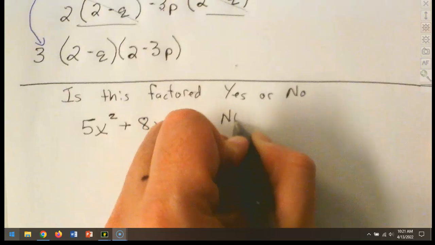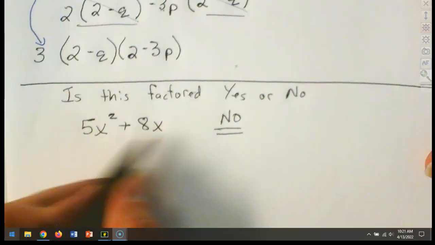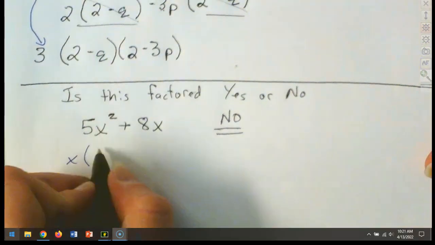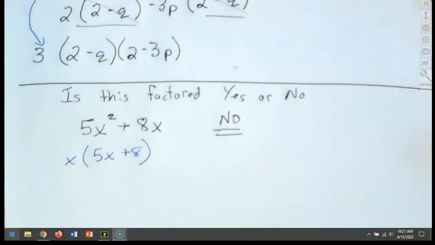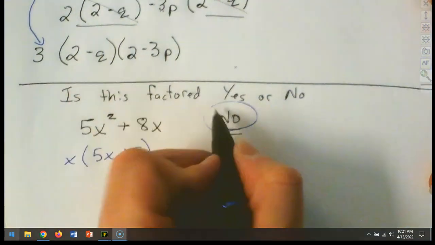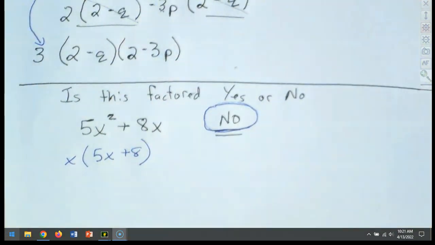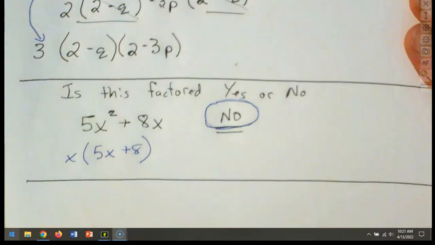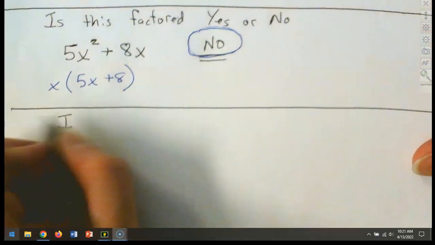And why is it not factored? It's not factored because what can come out? Well, yep, just an x can come out, and this would make it factored. Okay, so it's not factored, and there are several questions that ask you this, if it's factored or not. This one is not factored. Okay, let's try another one. We'll just do 2 or 3 of these.